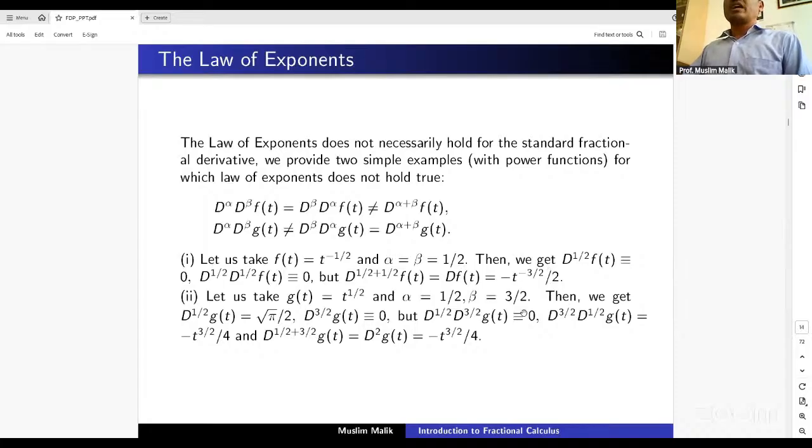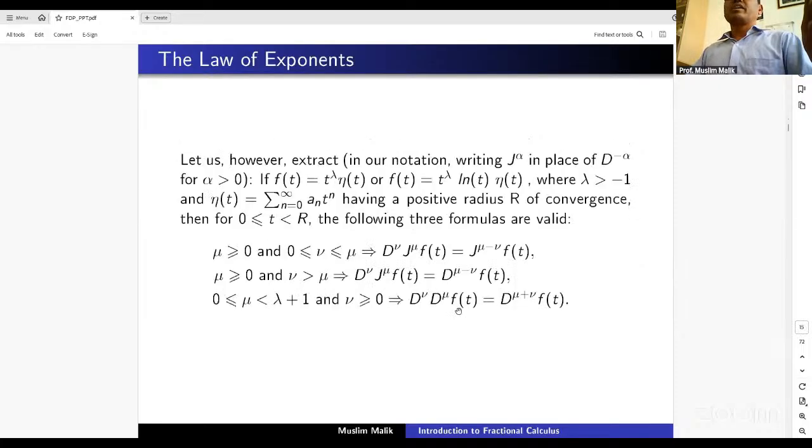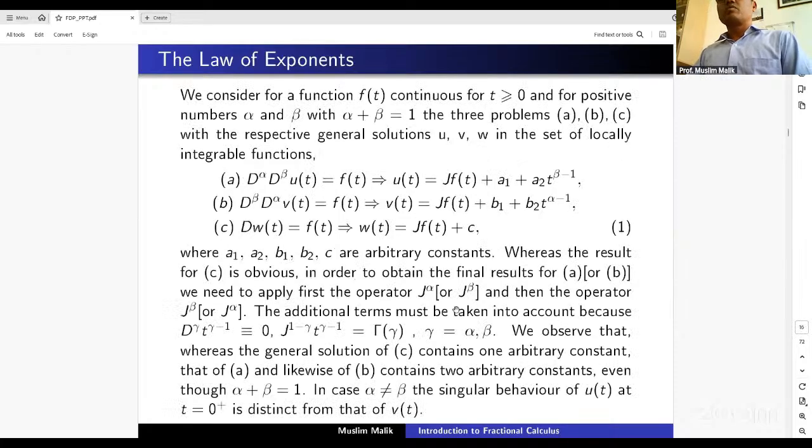So in this way we can see that this commutative property is not satisfied, but this property is satisfied by the integer order derivative. So this is also one bad thing for the fractional order derivative. Okay, but the fractional order integral is as good as the integer order integral. So in this way, we do not have too much time.